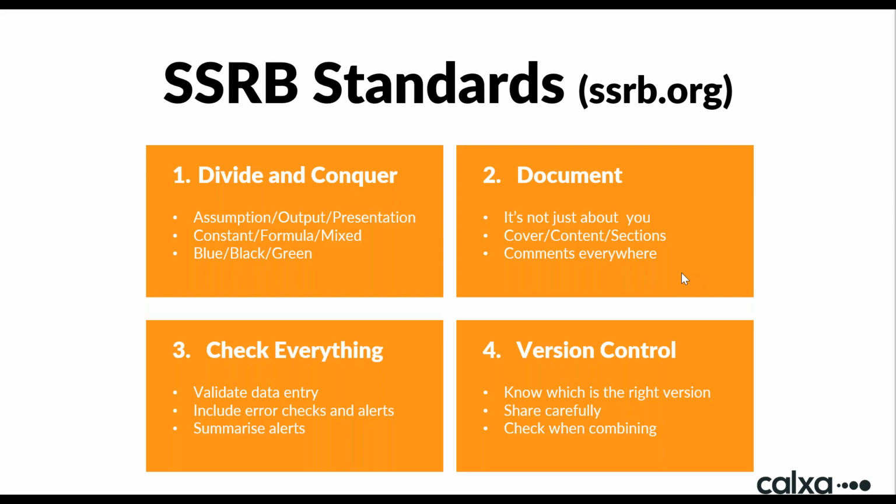So a spreadsheet should have good documentation about its purpose, what it does, who it's for, who created it. It should be divided into different sections, and a simple spreadsheet may only have one section, but there should be a cover page, there should be a table of contents so that you can easily get from one page to the next. It's obvious what those different pages are, and you put comments liberally throughout your spreadsheet to explain what it is you've done, how you've done things.